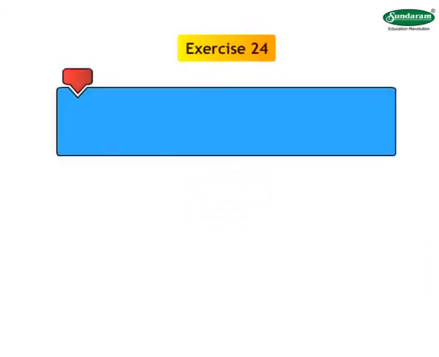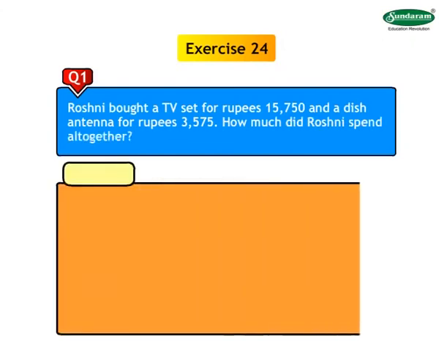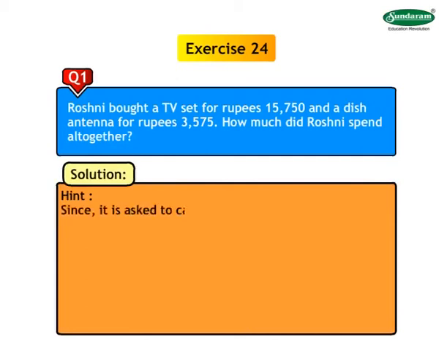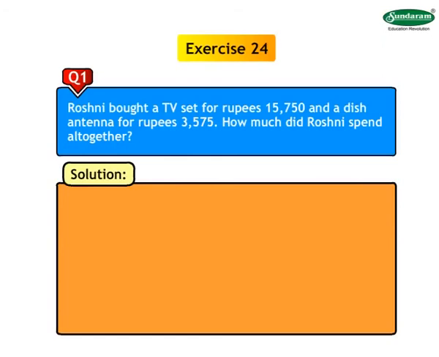Exercise 24. Question 1. Roshni bought a TV set for rupees 15,750 and a dish antenna for rupees 3,575. How much did Roshni spend altogether? Solution. Hint. Since it is asked to calculate the money spent altogether, add the given amounts. Now, write the statement as follows after reading the question step by step.